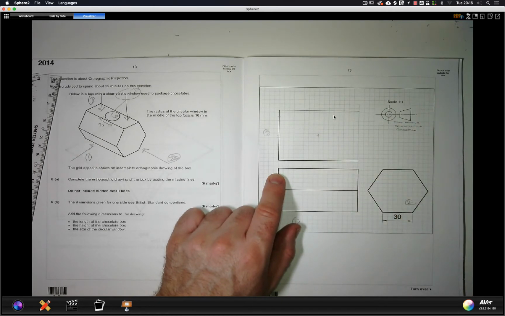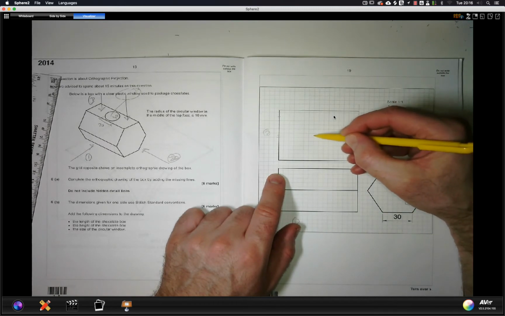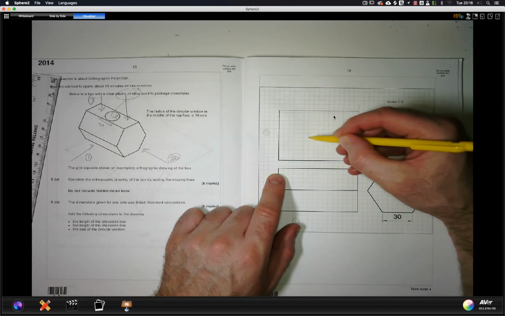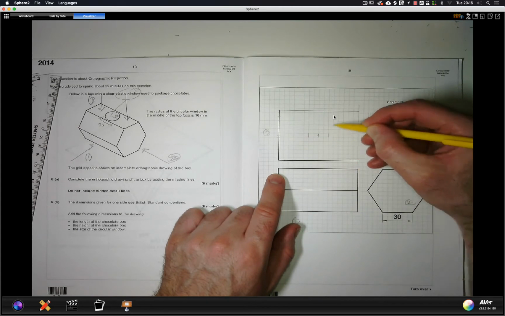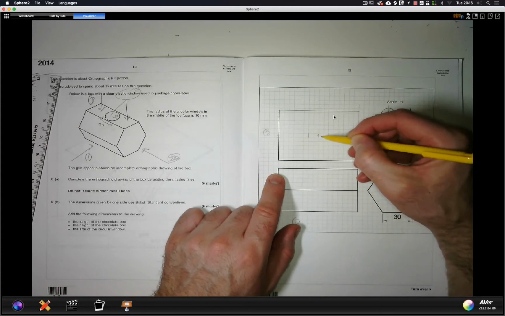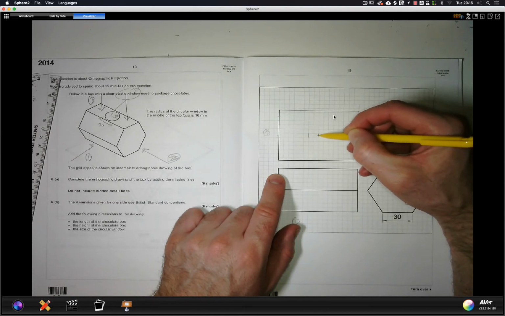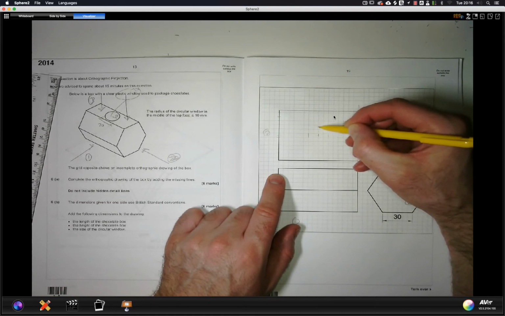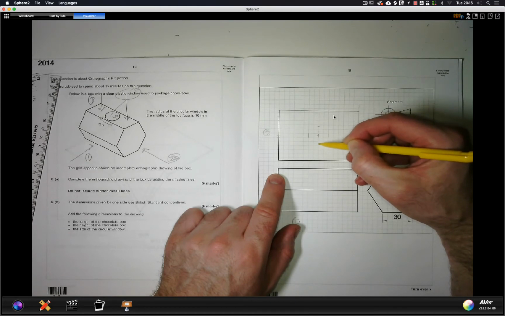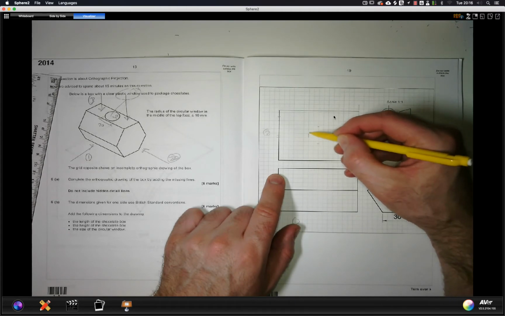It had a 20 mil diameter. So 5, 10. So I'm just marking out my circle. Okay. So this bit's where it goes halfway up. So 1, 2. So halfway to there. 1, 2. Halfway to there.